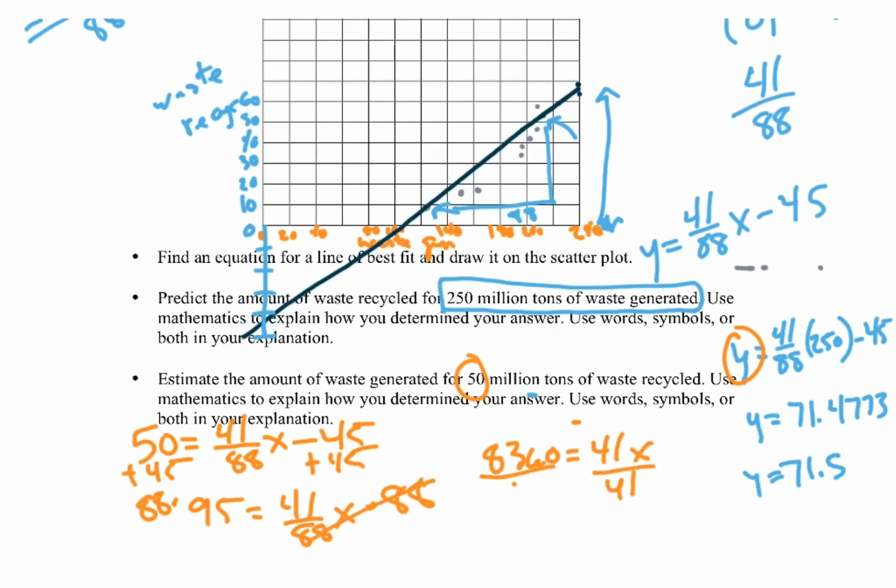Then I divide by 41. So I take that and divide by 41, and we get about 203.9 would equal x. Okay, which if we went over here, seems like that would be a pretty good result. Alright, so there we go, guys.